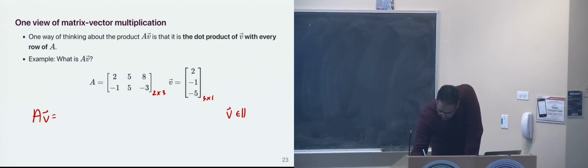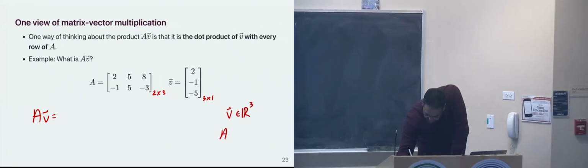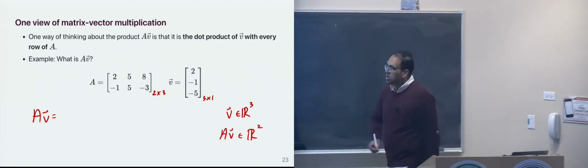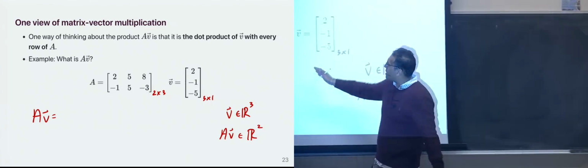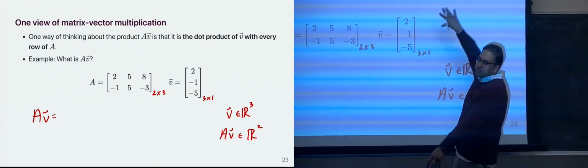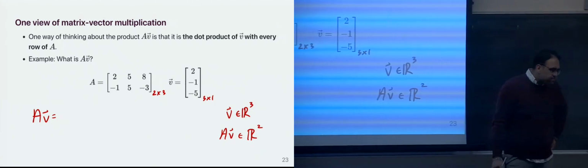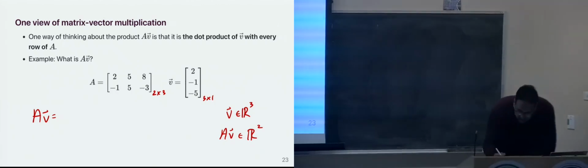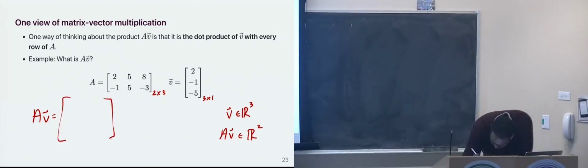Which means that while V is a vector with 3 elements, A times V will also be a vector, because when the 3's collapse, we're left with 2 by 1, so it's going to be a vector with just 2 components. Okay? So you can think of multiplying A by V as an operation that moves V from 3-dimensional space to 2-dimensional space. Okay, and how do I do it? Well, I do it by taking the dot product of V with every row in A.